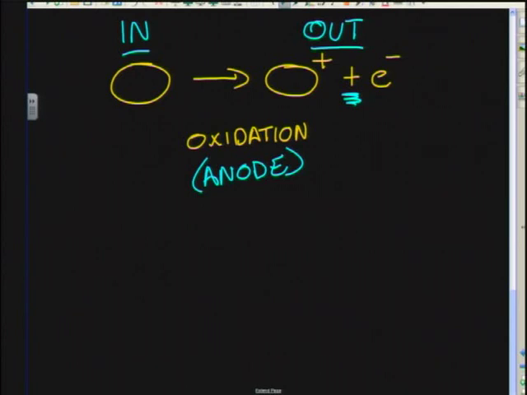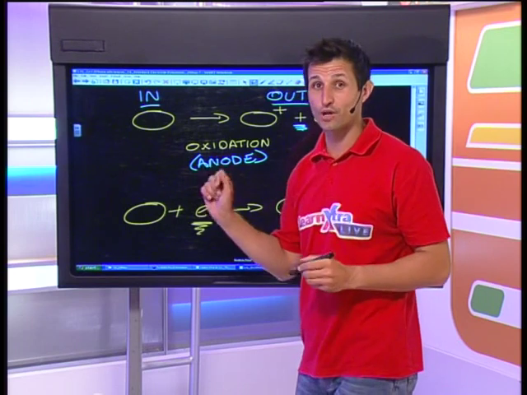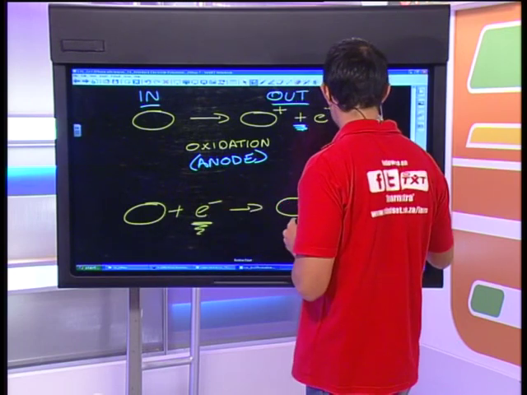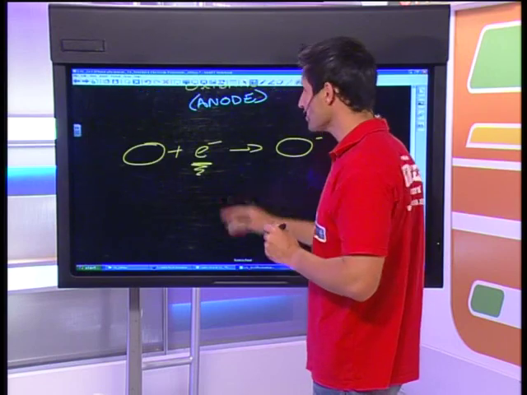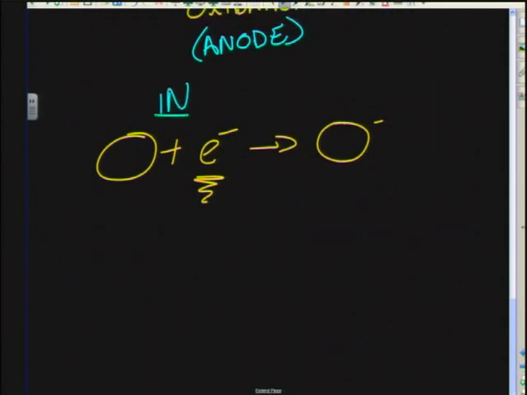Now, let's just be thorough about this. Let's write it the other way around. What happens if you've got a particular reaction over here that says, I went something plus electrons to make some sort of ion? It might be a negative ion. It doesn't actually matter what it is. What I care about is where are the electrons. The electrons are going in. That means that something is gaining electrons. So if electrons are going into my reaction, on the left-hand side, that means that this process is reduction. So reduction is taking place.